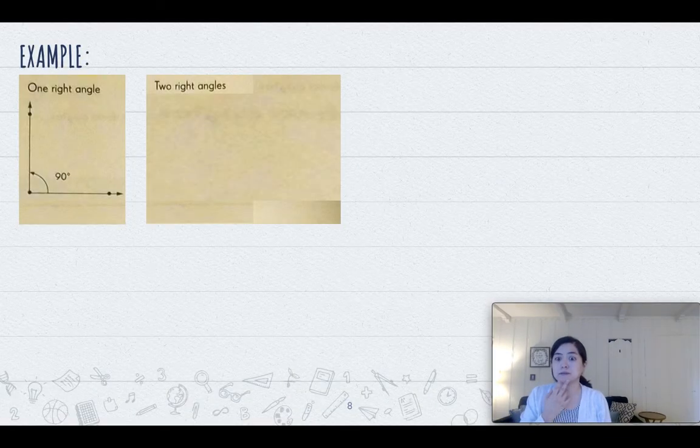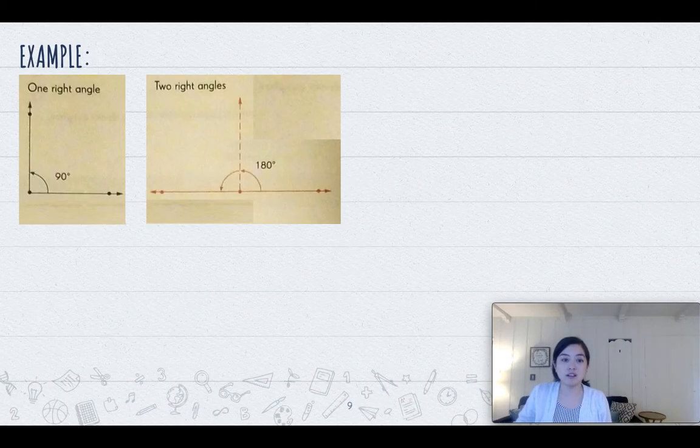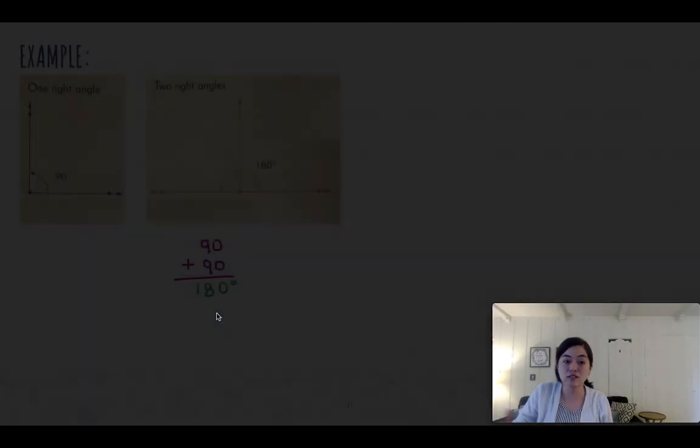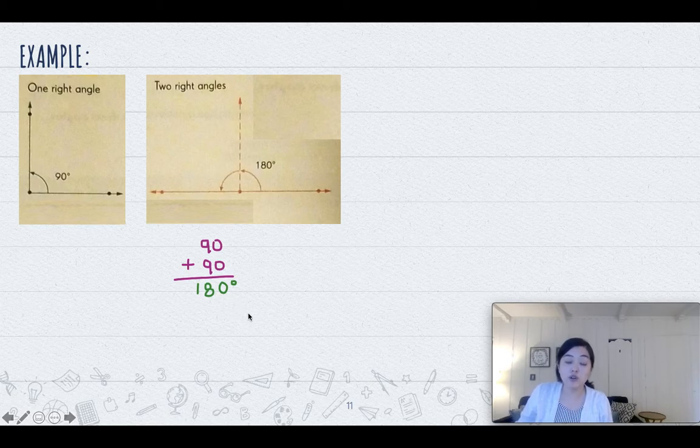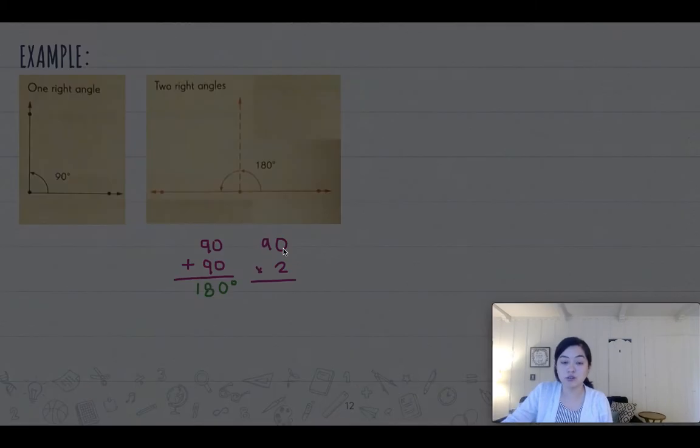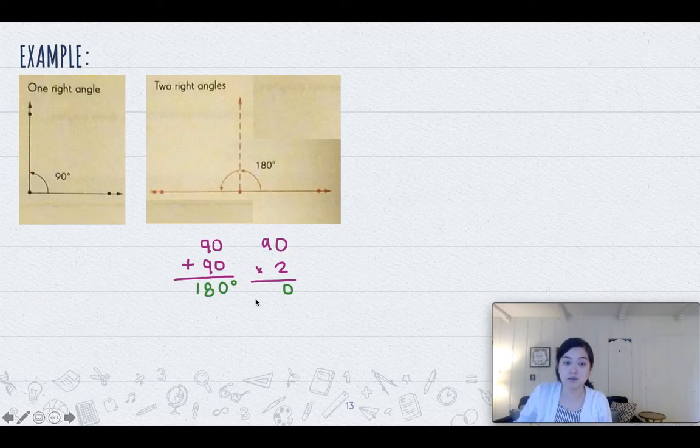What about two right angles? What is the total amount of degrees in two right angles? Well, when I look at two right angles, here's one right angle, here's another right angle. So it's 90 plus 90. Okay, and 90 degrees plus another 90 degrees is 180 degrees. Or you can look at it as two groups of 90. So you can do 90 times 2. We multiply 2 times 0, which is 0. Then we multiply 2 times 9, which is 18. So that's 180 degrees. So two right angles is 180 degrees.